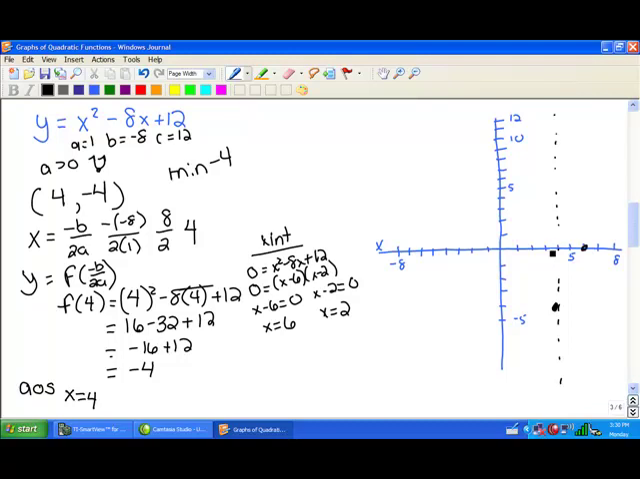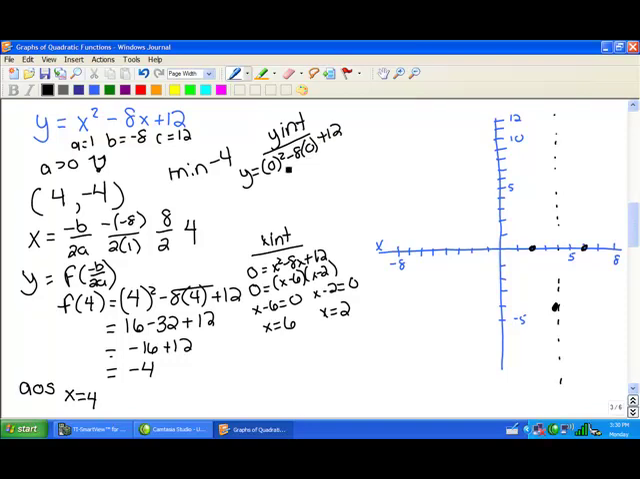If you plot positive 6 and positive 2 on your x-axis, you will notice the relationship between these 2 points and the axis of symmetry. Each x-intercept is exactly 2 units from the axis of symmetry, so they mirror themselves. Now, let's find the y-intercept. For the y-intercept, we set x equal to 0, so 0 squared minus 8 times 0 plus 12.